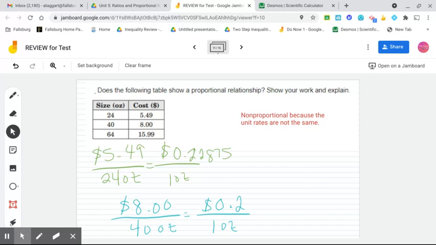So if you're doing this and you're getting the same thing over and over, you want to make sure you show it for all of them, and you would say it is proportional because the unit rates are the same. But in this case, we have different unit rates, so it is not proportional because the unit rates are not the same.